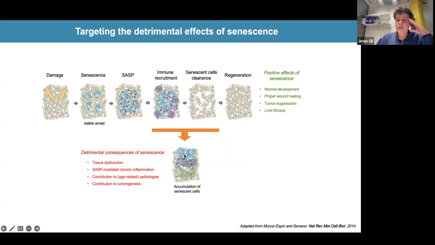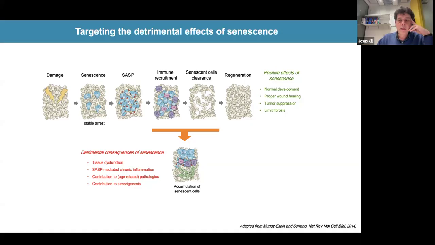This aberrant accumulation of senescent cells is what triggers negative effects that are mediated by the SASP, by this chronic inflammation that disrupts tissue function, contributes to age-related pathologies, even paradoxically to tumorigenesis. And in this way, we can somehow put together these positive and negative effects of senescence. This normal cycle of elimination of senescent cells where senescence is good, and these negative effects associated with the accumulation of senescent cells.